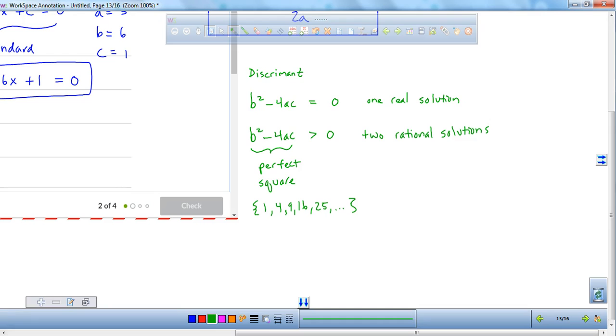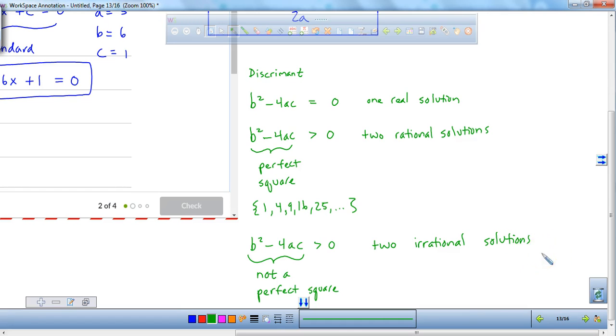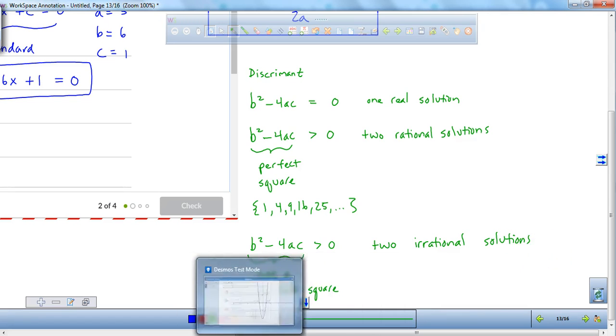Now, here's another scenario. You could have b squared minus 4ac greater than 0, but if this number is not a perfect square, then you're going to have what's called two irrational solutions. Now, what does irrational mean? Well, irrational means they're not perfect squares.